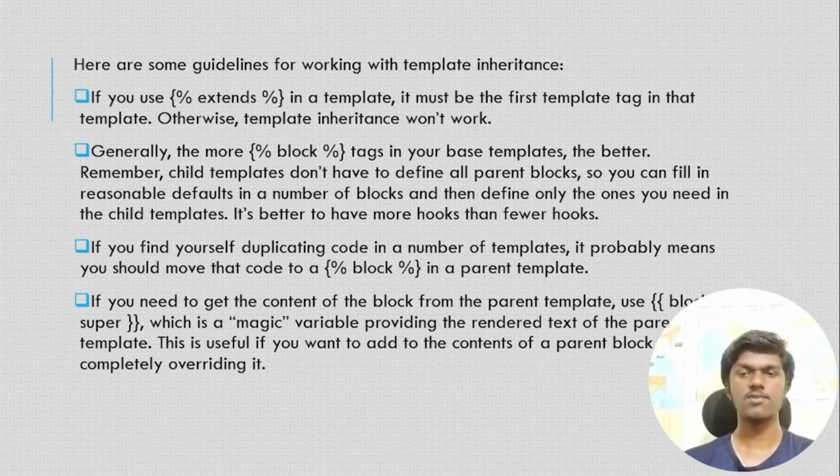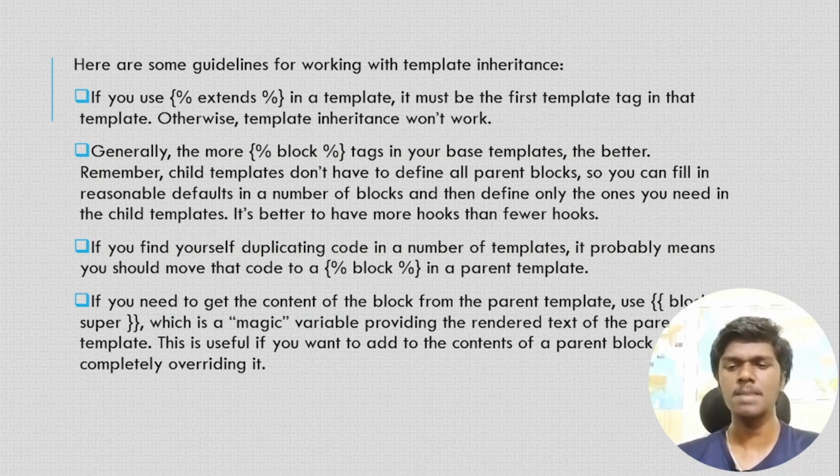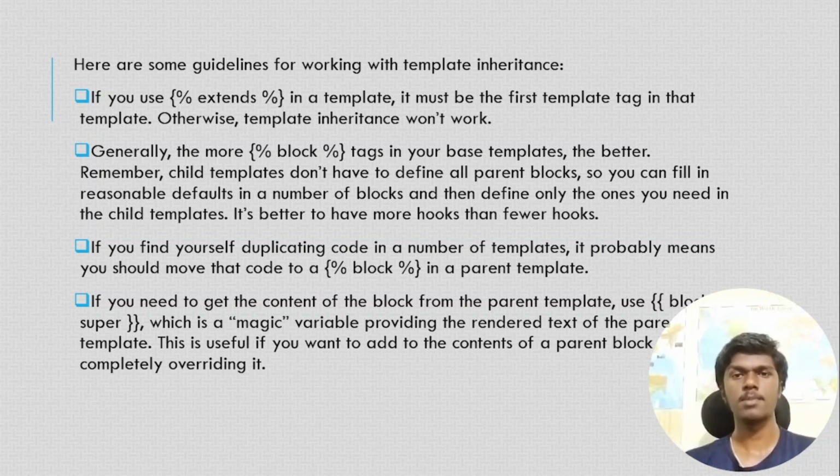If you find yourself duplicating code in a number of templates, it probably means you should move that code to a block in a parent template. If you need to get the content of the block from the parent template, use block.super, which is a magic variable providing the rendered text of the parent template. This is useful if you want to add to the contents of a parent block instead of completely overriding it.